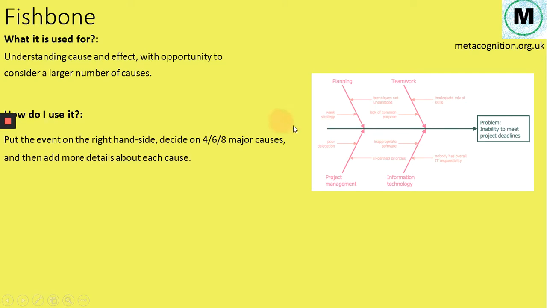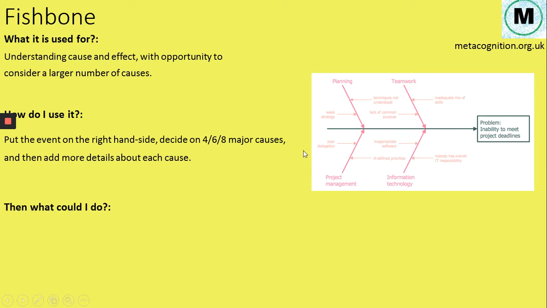So how do you use it? You simply put your idea, your problem over here, then you think, right, what caused that? And you put this at the top of the big arrows, and then you go through and you add in a little bit more detail to each arrow.